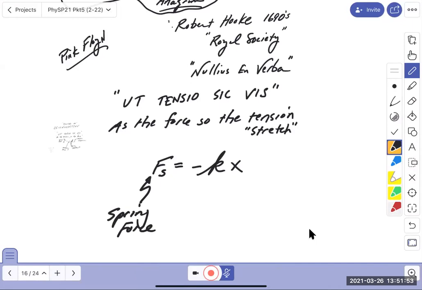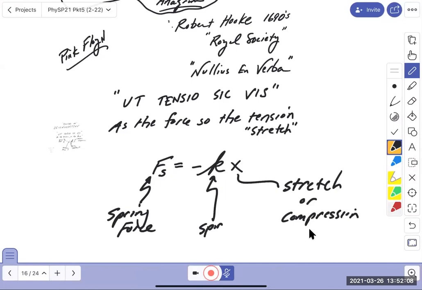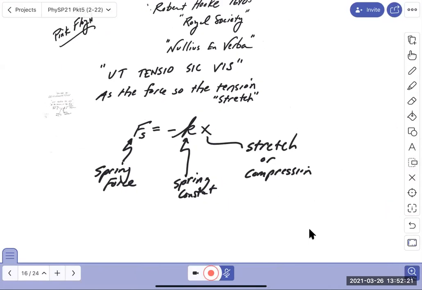This is the stretch or compression of a spring. This is the stiffness or the spring constant. I'll try and remember to bring some springs on Monday. We talked about it in class, but spring constant measures the stiffness of the spring. How stiff is it?